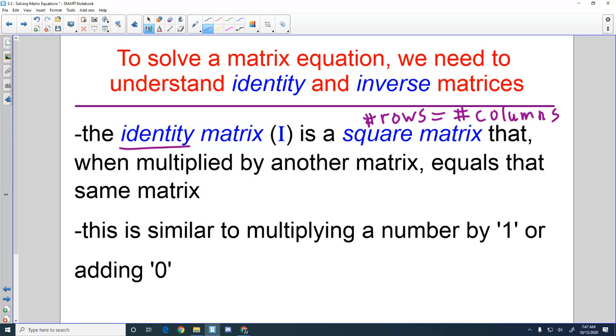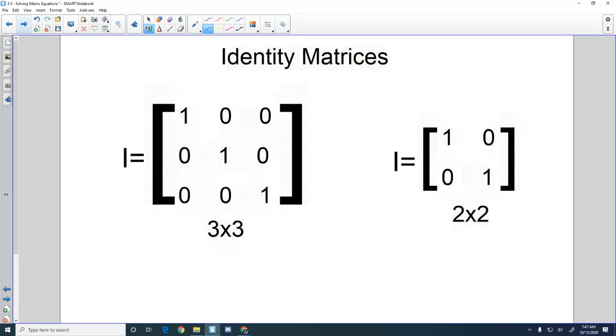And so that's why I say it's similar to multiplying by 1 or adding 0. You don't change the value. It's still the same thing. So here are just two examples of identity matrices. Notice they're both square matrices, right? A 3 by 3 and a 2 by 2. And there's a collection of ones and zeros. Now the positions of the ones and zeros is very important. There is a pattern to it.